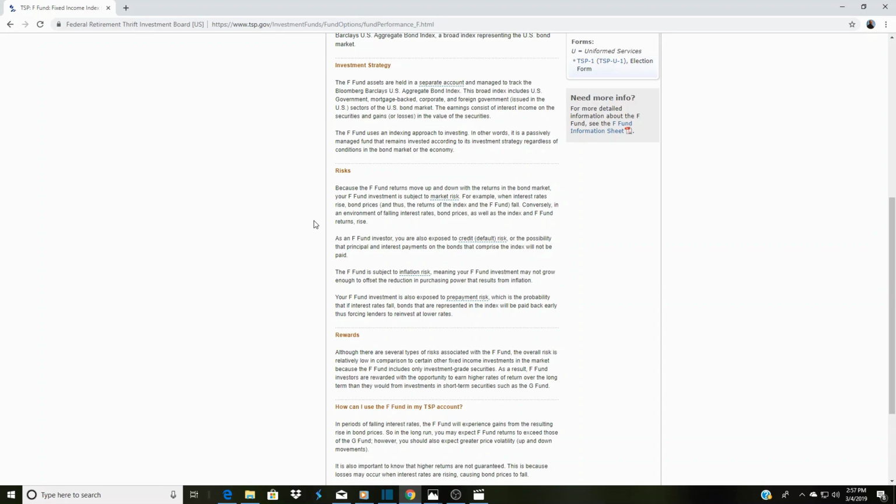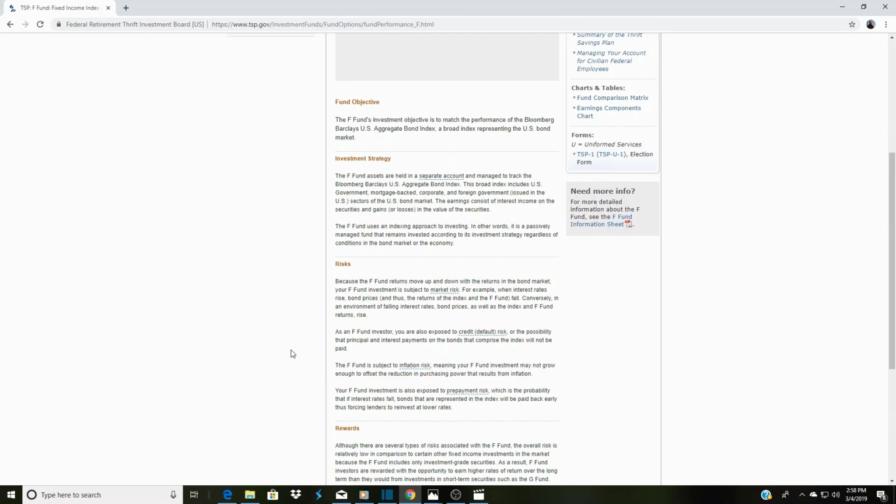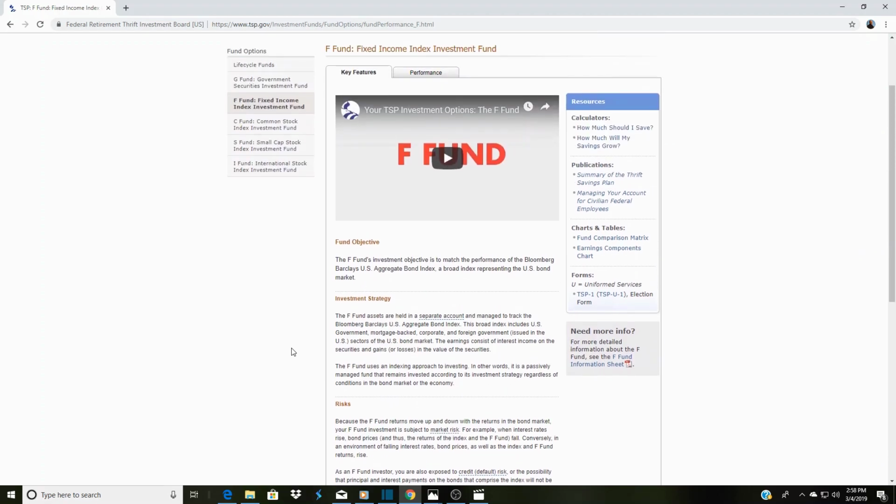Since this is a bond fund, it has much smaller risks than a stock market fund. So over time, you will not make as much return on it, but also you will not lose as much in general on a bond fund as stock funds. It does go through the different risks and rewards. Just go ahead and read through those. But just keep in mind that the G and the F funds, those are your two bond components that you have when you build your asset allocation.